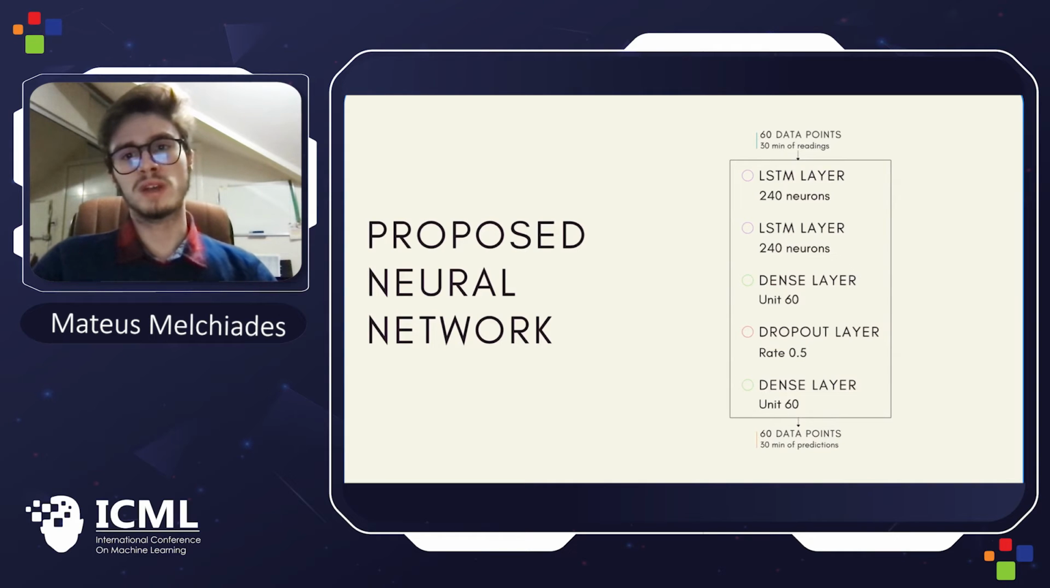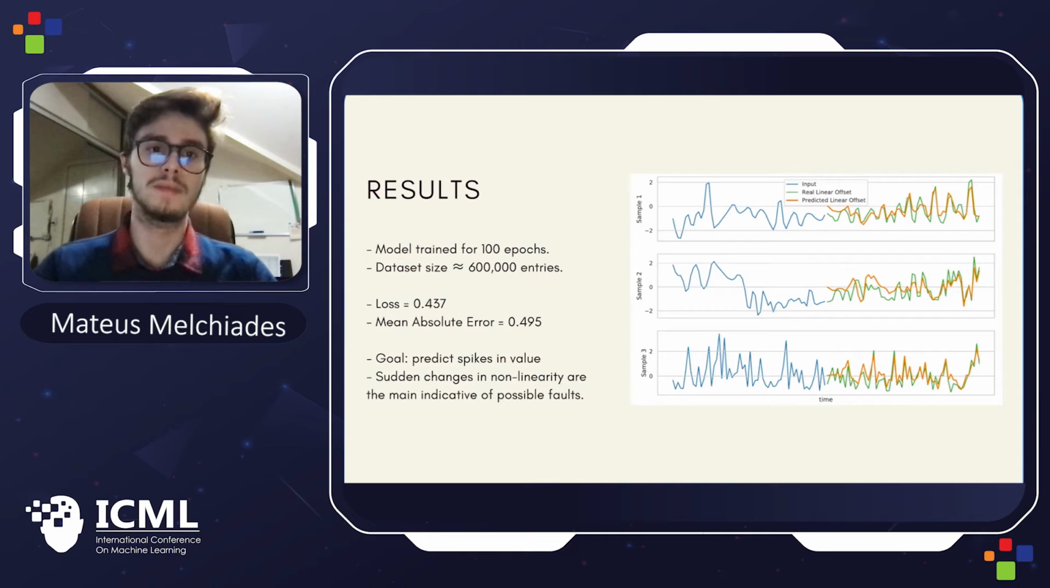The neural network we are proposing is one that receives 60 data points as input, which is somewhat equivalent of 30 minutes of readings, and outputs the same amount of data predicting the future. This network is comprised of two LSTM layers, each of them with 240 neurons. Then a dense layer with unit 60, a dropout layer with rate 0.5, and then lastly, a dense layer with unit 60. This proposed network obtained the following results, as you can see in the image on the right.